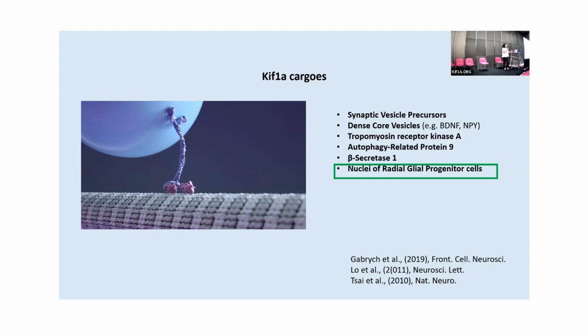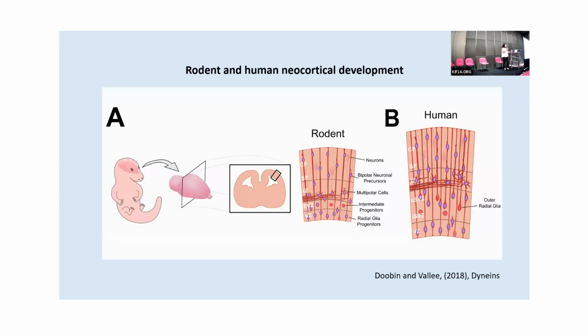And KIF1A also transports nuclei in radial glial progenitor cells, which are the progenitor cells in our brain, which give rise to most of the other cells of the brain. And this was shown by Valley Lab here. And my next slides will focus on this. But before that, just to orient you to some of the movies and the brain sections that will be in the successive slides, these will be the cross sections through the developing brain.